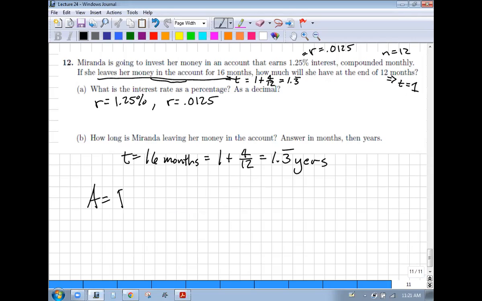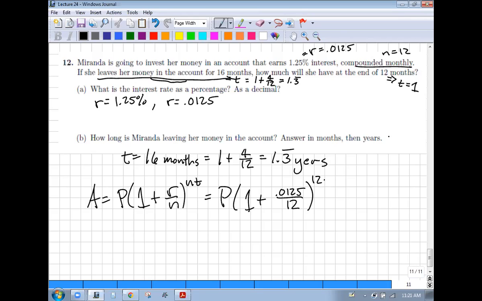We use our formula, P times 1 plus R over N to the NT. So our principal, oh, they didn't even tell us. It depends on what the principal is, right? But if we knew the principal, the interest rate is 0.0125. We have to divide this by 12 because it's compounded monthly. Then we have 12 times at the end of 12 months. So to answer this question, T would be 1.